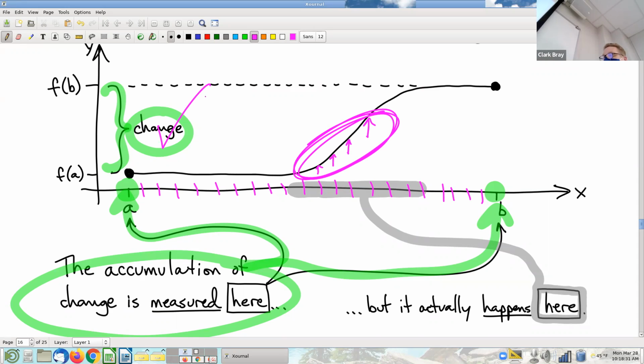So again, not a deep idea. How much taller am I now than when I was 5? Well, how much did I grow every day, and add up how much I grew every day, right? Very relatable idea.